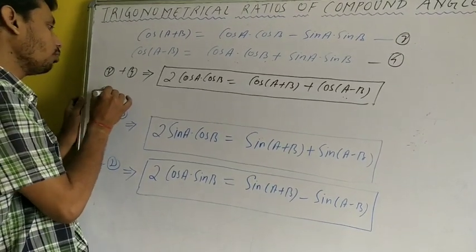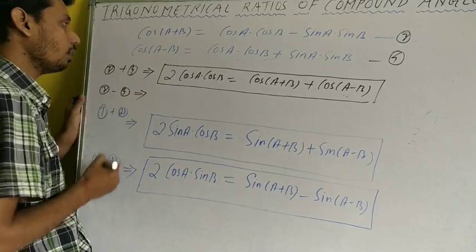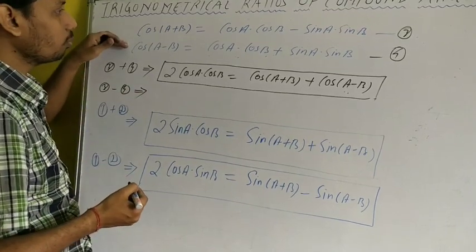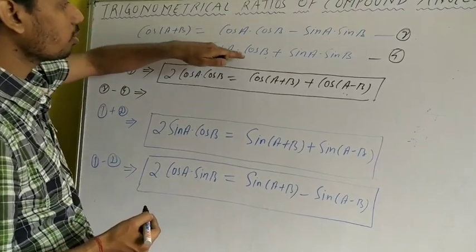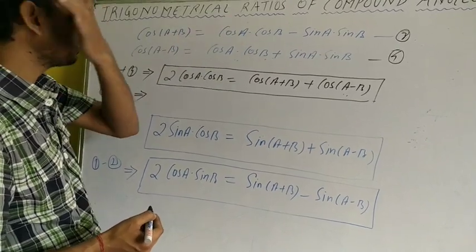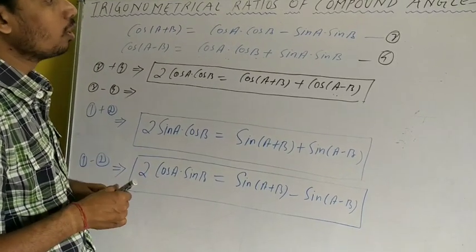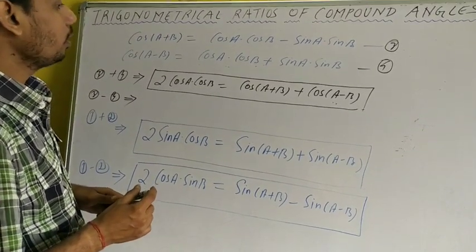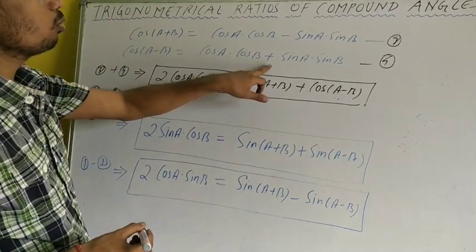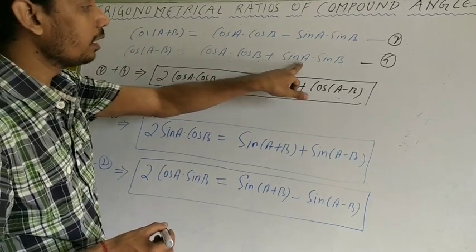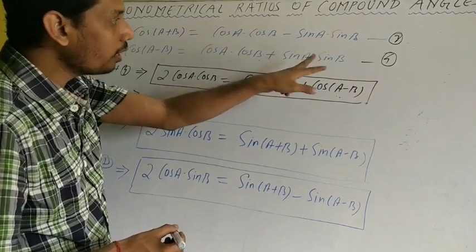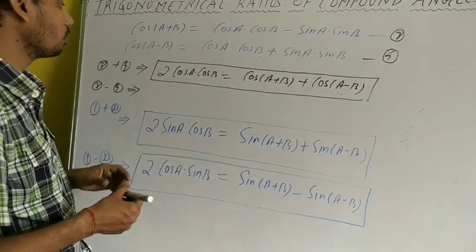Now if we take the difference of these two, 3 minus 4, minus cos A cos B and plus cos A cos B will be cancelled, and here this becomes minus sin A sin B, that is minus twice of sin A sin B if we take the minus.